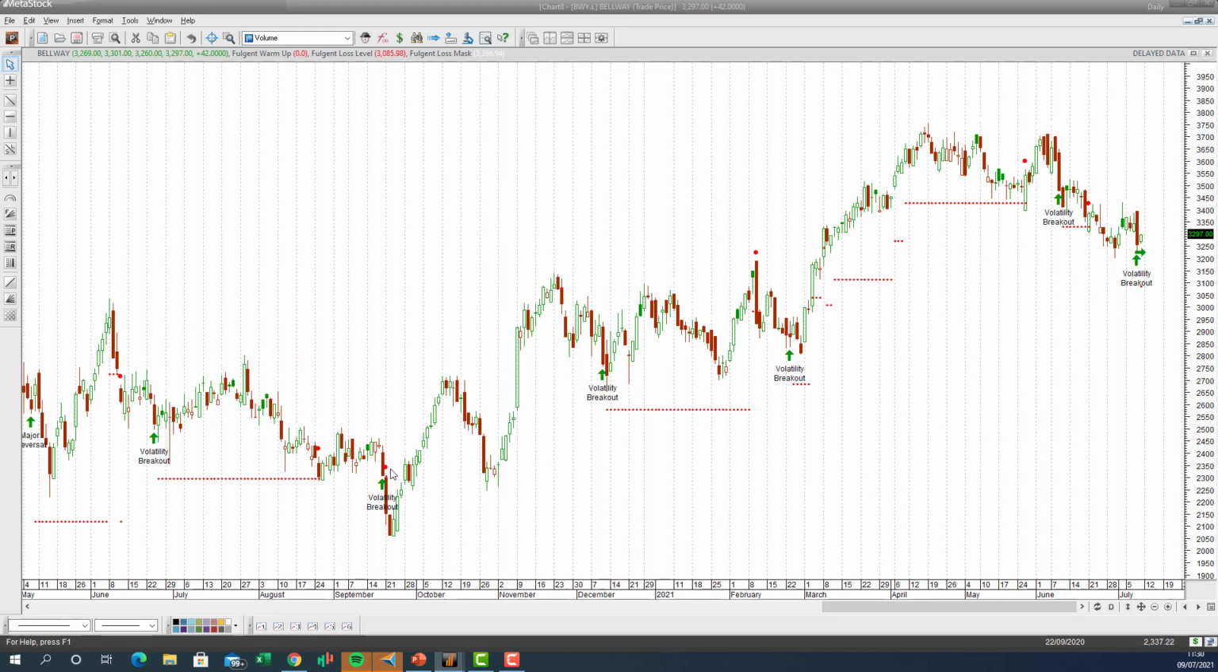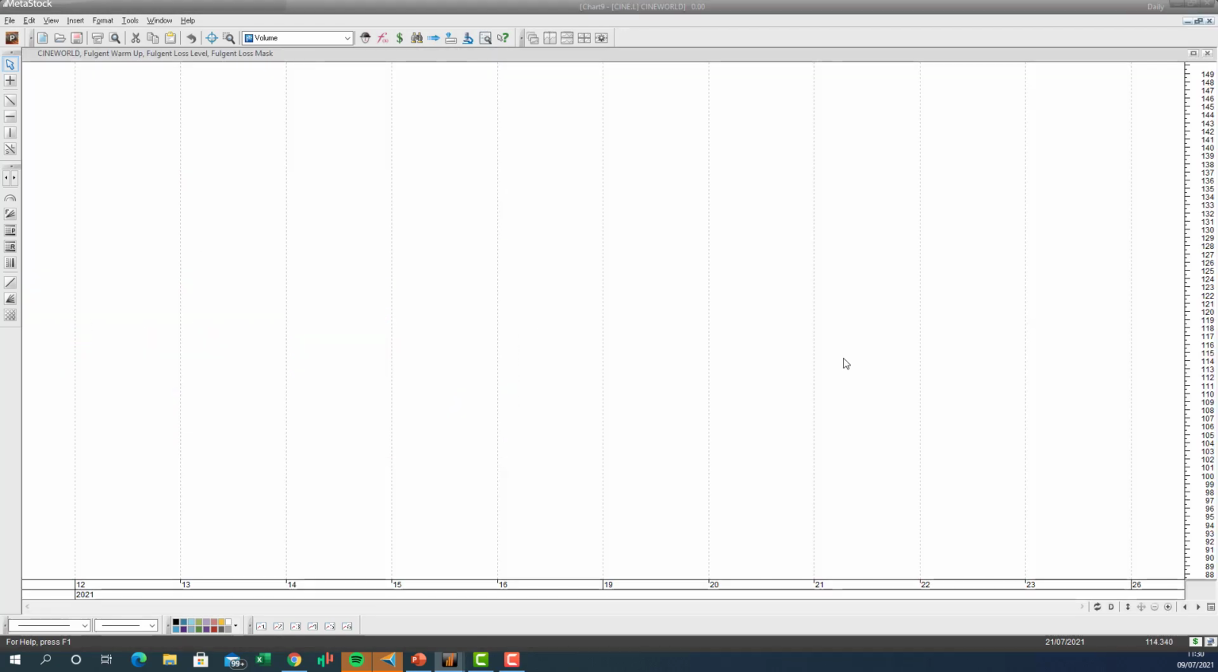Volatility breakout back here in October, nice move. Another one back in December, another one back in March, in February, captured most of the huge move. The last one there got stopped out, and now we have a new volatility breakout signal. Note that the AI optimizes the stop loss and puts it in here at 3100 from the entry point of 3297. Cineworld, not sure my cinema complex these days, but anyhow.